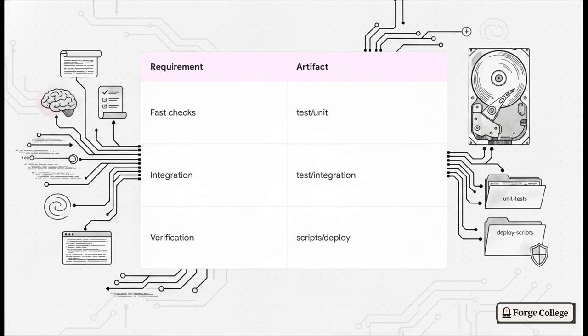Need fast checks on every code push? That maps directly to your test/unit directory. Need an integration check when you merge? That goes straight to the integration directory. And for safe deployment verification, you're going to build a deploy dry run script. It's really all about giving your logical requirements a physical home on your disk.